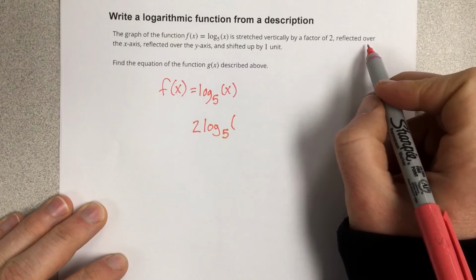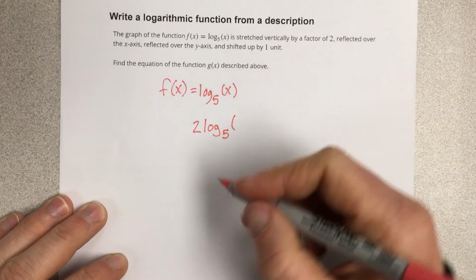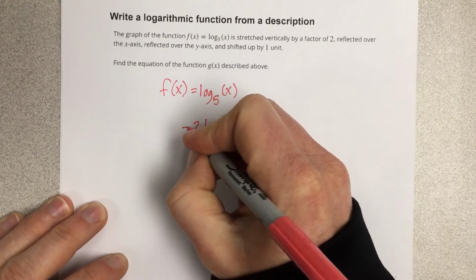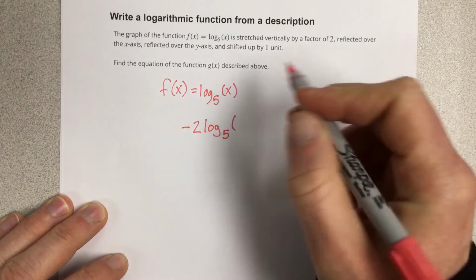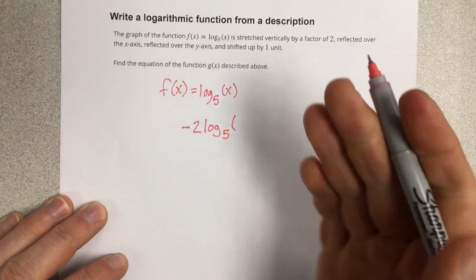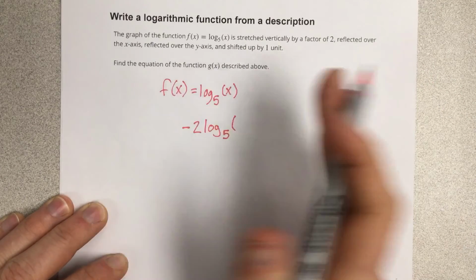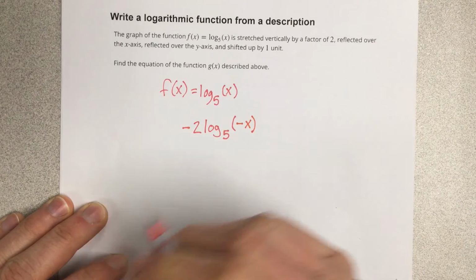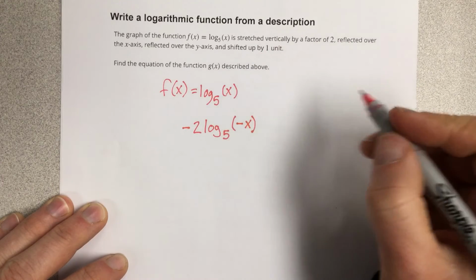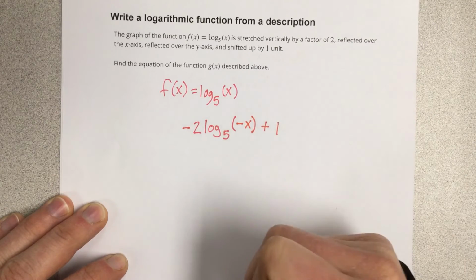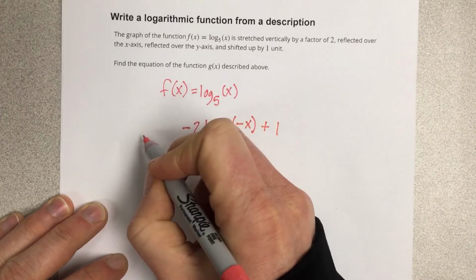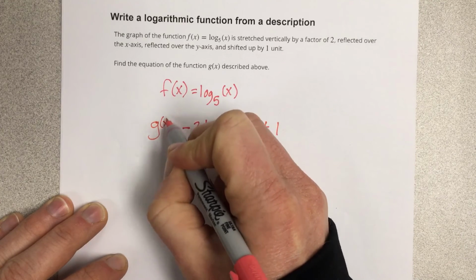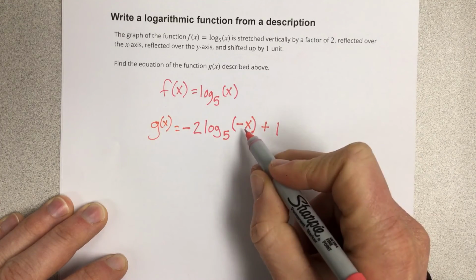It says it's reflected over the x-axis. So if you're reflecting over the x-axis, that means you're going to have a negative for that 2. And then you're reflecting over the y-axis. If you're reflecting over the y-axis, that's a horizontal reflection. So that makes your x variable negative. And then you're also shifting it up 1, so that means I'm going to have a plus 1 out here. So when I do the shifts and the reflections, it changes the log base 5 of x function to this new function we'll call g of x, which is negative 2 log base 5 of negative x plus 1.